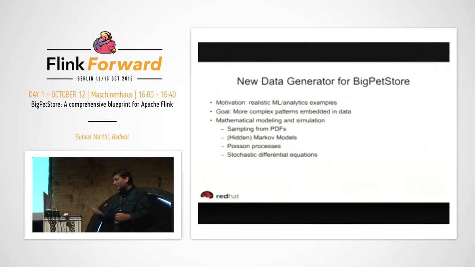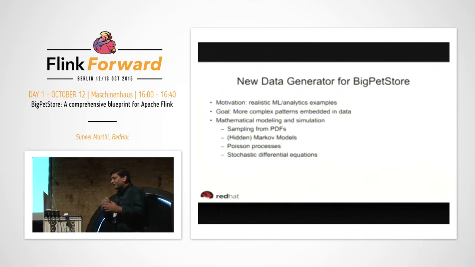And we are actually working on integrating BigPetStore and the big data generators into the Mahout project itself. The new data generators are based on mathematical modeling. We are using hidden Markov models for generating the customers and their purchases, and the zip codes and areas where they go, and the stores they go to purchase. And for sampling, we are using a Poisson process. So how often does a customer go to a specific store in a specific zip code? We do a Poisson sampling around that.